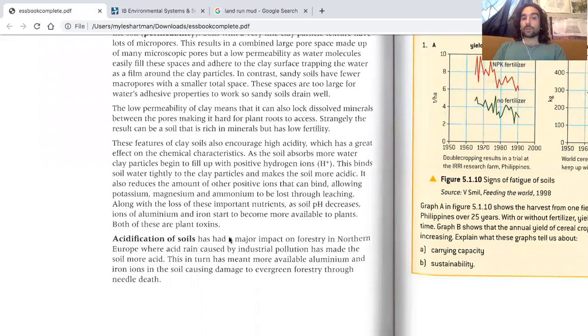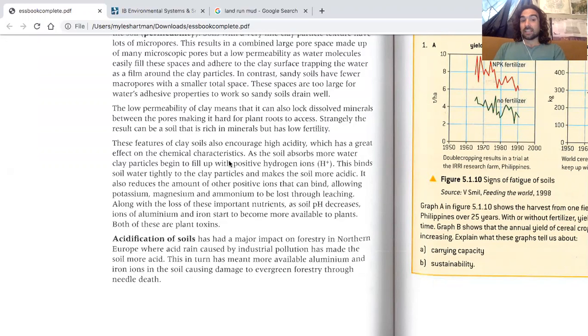So acidification of soil has had a major impact on forestry in Northern Europe. What's going on here has had a huge impact on forest and logging companies. This is mainly because there's a lot of acid rain there because of industrial pollution. We learned about that in topic, what was that, 6 or 7?